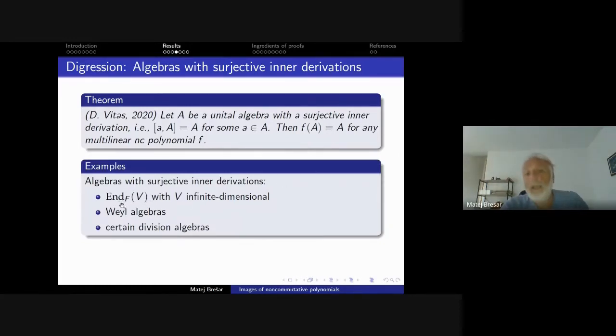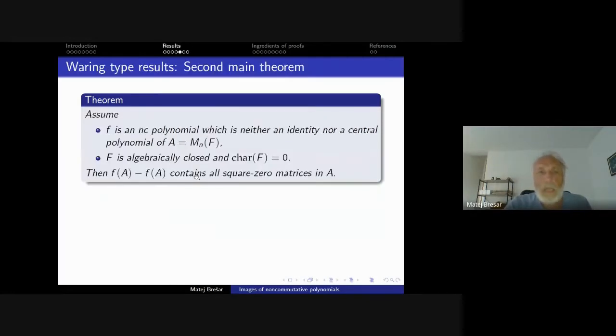For example, the algebra which served as the original motivation, endomorphisms of an infinite dimensional vector space, Weyl algebras more or less obviously satisfy this. There are also some division algebras that satisfy this condition, so this class of algebras is not so special as it may seem at first glance. Now I go back to the more boring type results. So the second main theorem I would like to discuss.